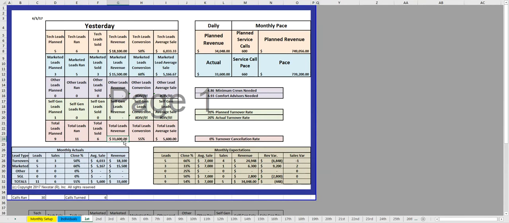Well, is that good? Let's look up here. We should have done 34.048. We did 33.6. So we're pacing real close on sales. We're pacing ahead in calls, and look, our total monthly pace is on track, 10 grand off.